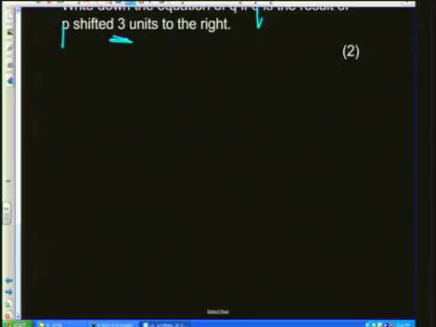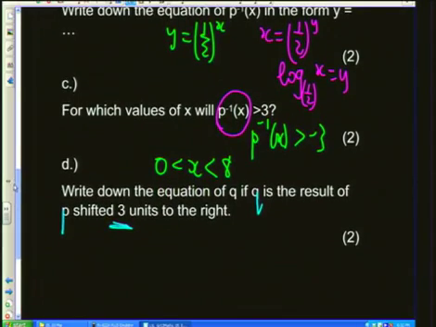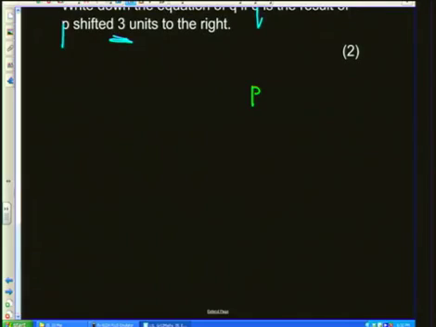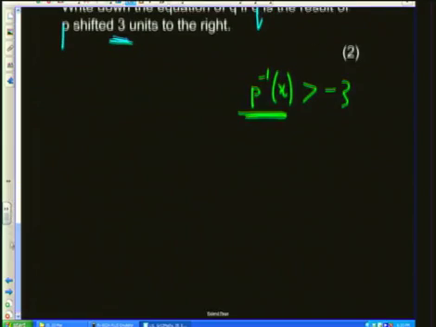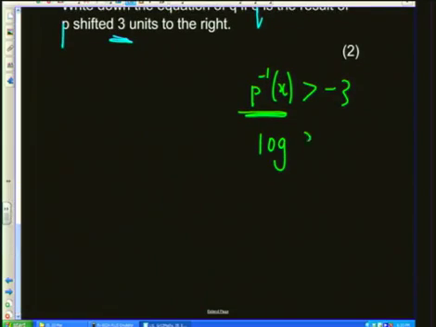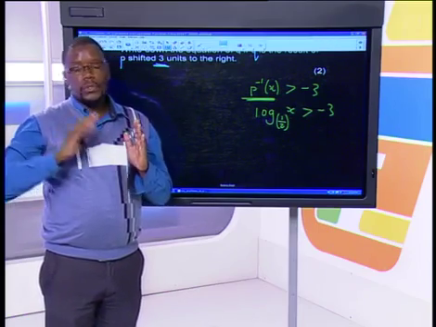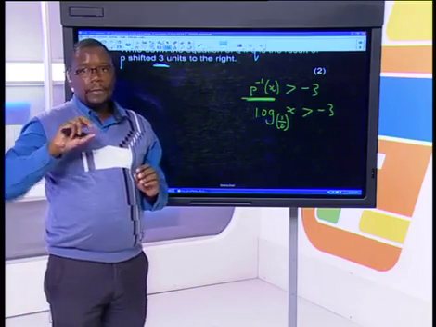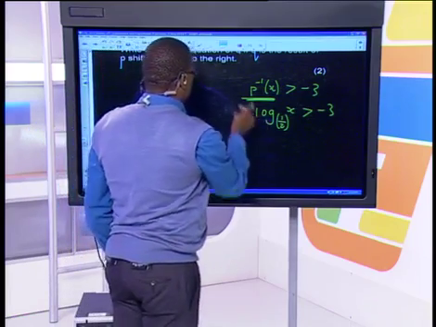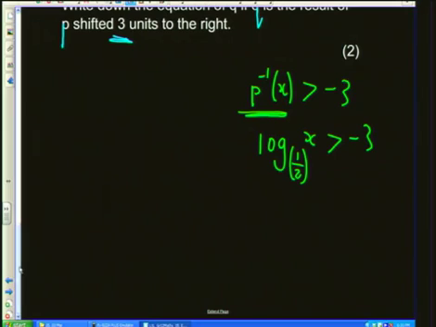Now, I know some of you will be tempted to do it algebraically. Then your p to minus 1 of x, we've worked it out. So it is p minus 1 of x is greater than negative 3. Now, watch, your p to minus 1 of x is this graph, which is given by log x base half. So we've got log x base half greater than minus 3. Now, remember, with your logs, you can change from logarithms to exponentials, and vice versa. So if I take this to exponential form, I'm going to have half to exponent minus 3 greater than x.